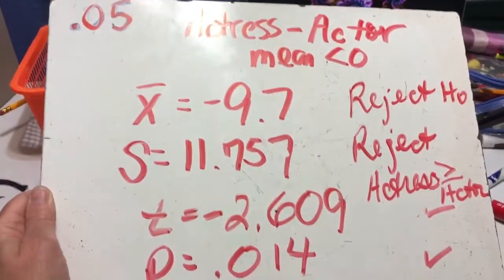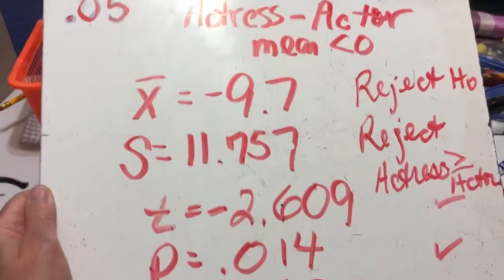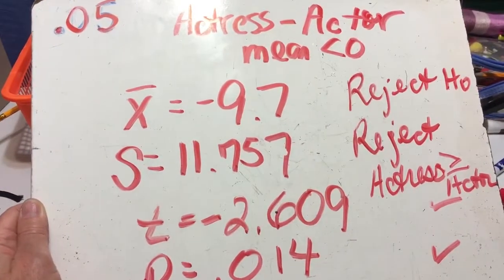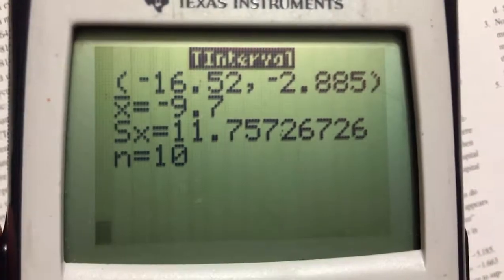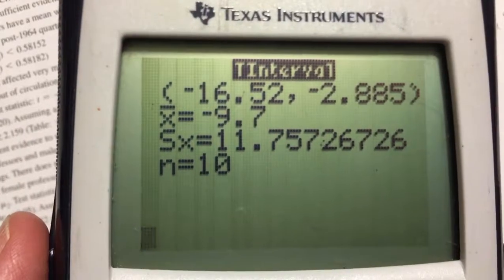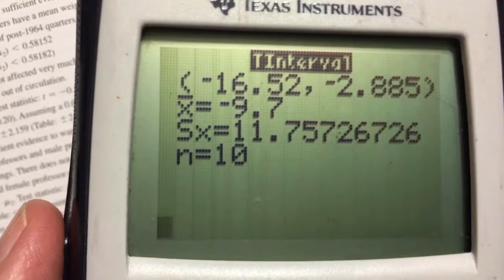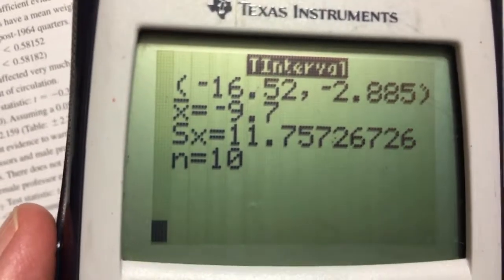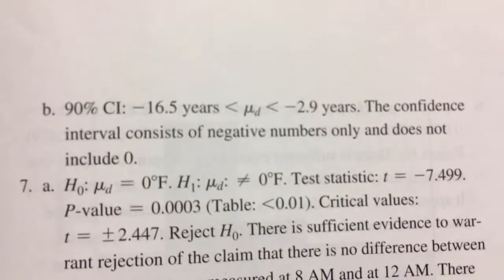And that is number 5 on 9.3, but it has a B portion, which is involving the confidence interval again. So I go to do my t-interval test. My data popped up in there. I did not have to enter it over again. This is so much fun because the calculator's doing it for me. And I get negative 16.52 and negative 2.885, which matches the book's answer right there pretty closely.